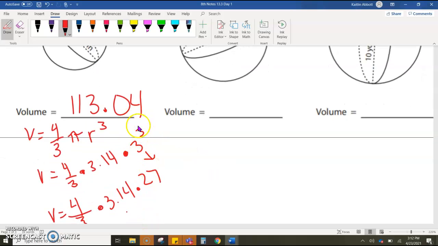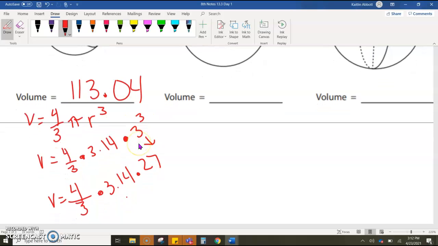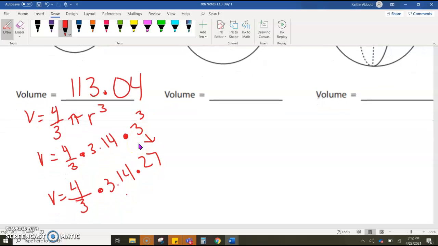Remember, if you can't find how to change it to cube up there, it is literally just that number times itself 3 times. So 3 times 3 times 3. And then you can put that in the calculator and get the same answer.